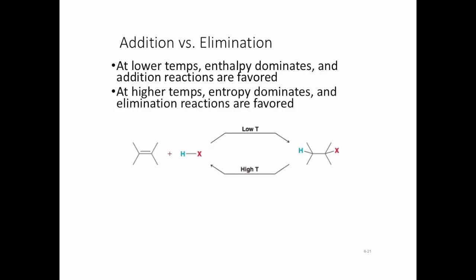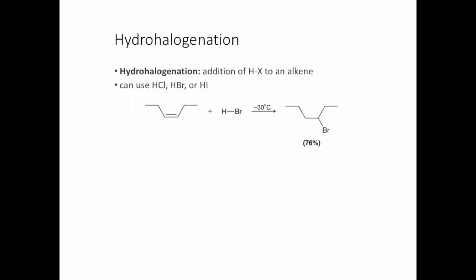At lower temps, enthalpy dominates and addition reactions are favored. At higher temps, entropy dominates and elimination reactions are favored. So if we want to do the addition reaction, we want to do this at low temperature. Hydrohalogenation is just the specific name for adding HX to an alkene. Hydro refers to the hydrogen, halogenation, that refers to the halogen that you're adding.